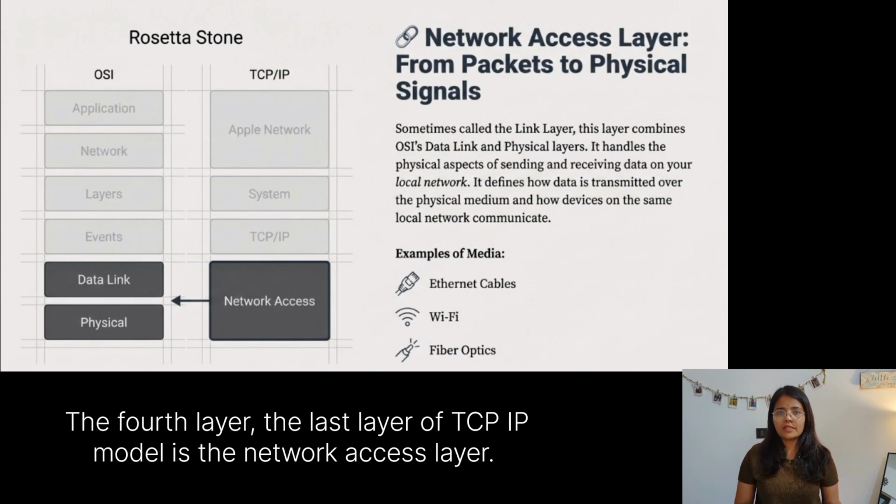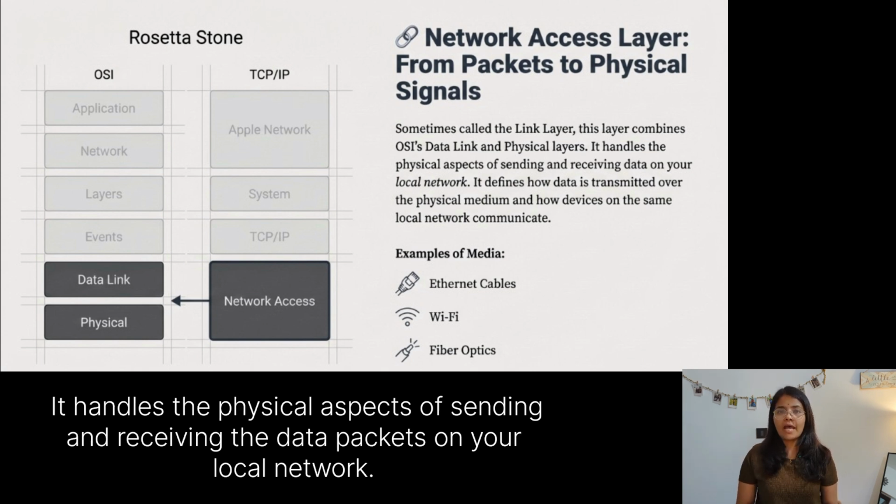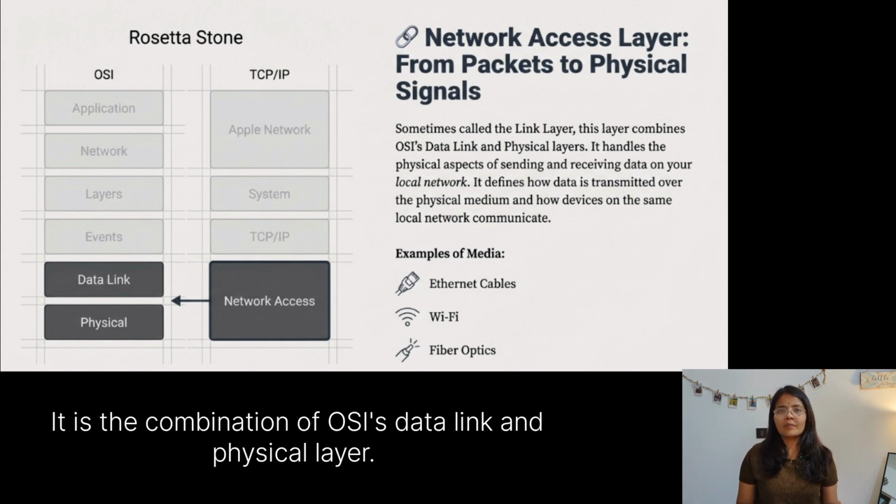The fourth layer, the last layer of the TCP/IP model, is the network access layer. Sometimes it is called the link layer or data link layer. It handles the physical aspects of sending and receiving data packets on your local network. It is the combination of OSI's data link and physical layers.